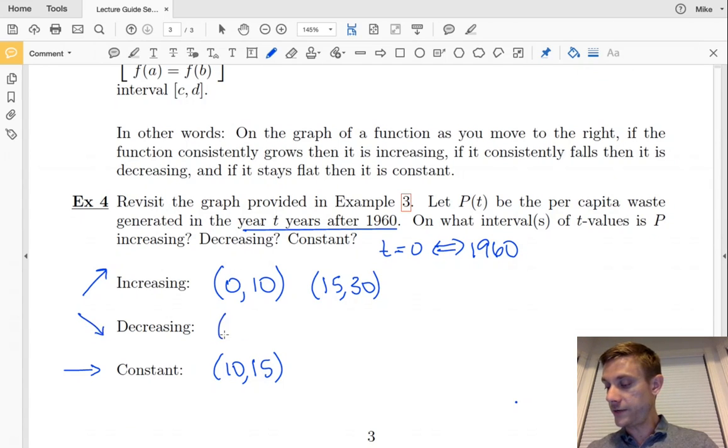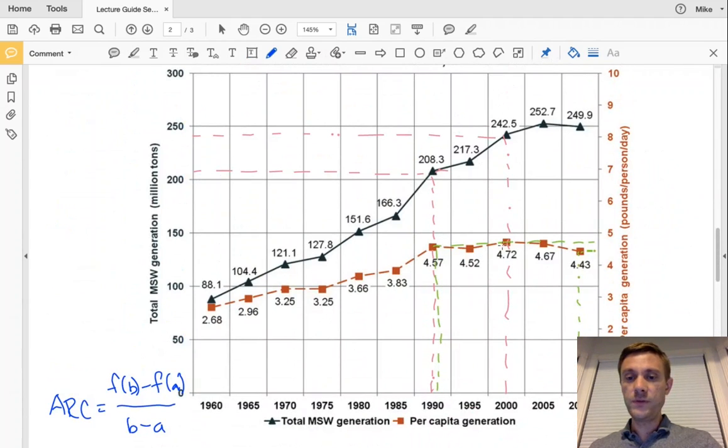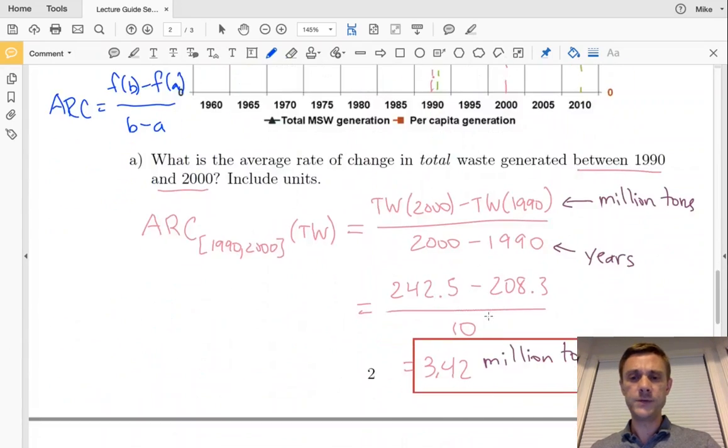So now we're looking at between t equals 30 and t equals 35. Again, that would be 1990 to 1995. We're headed downhill. Where else do we have? We have a brief little tick back up and then downhill for the rest of our domain. So increasing between 1995 and 2000, and then decreasing from 2000 until 2010.